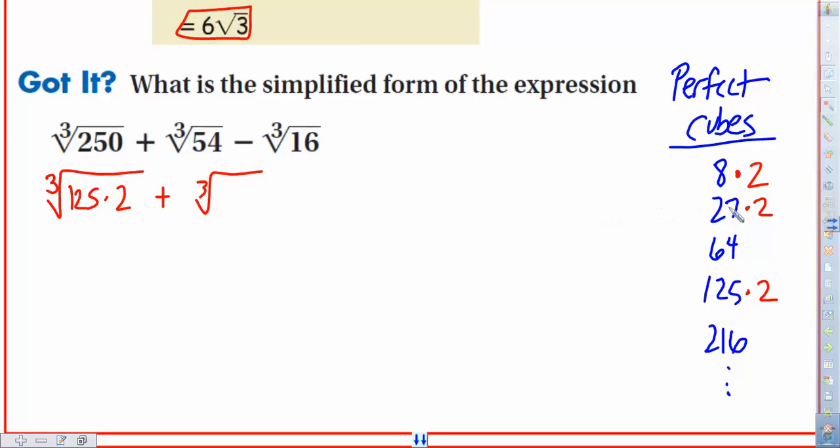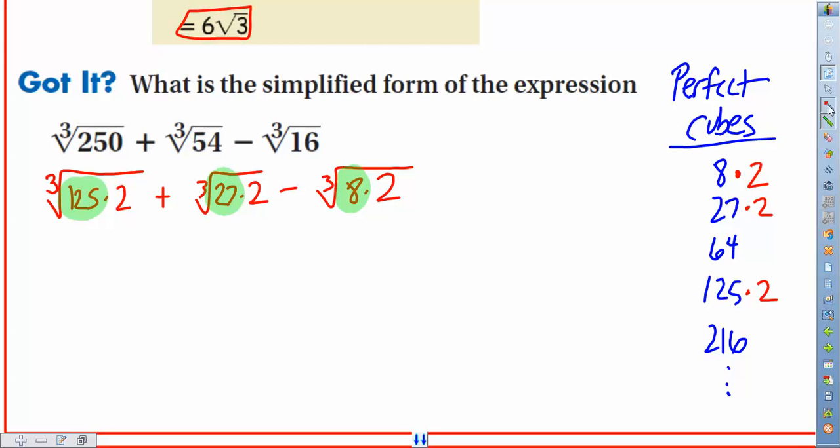So where was I? Oh yeah, 27 times 2. Okay? The 2's are nice. And then the minus sign, and then cube root, kangaroo pouch. And then we have 8 times 2, right? So here's what we're going to do. We are going to take the cube root of 125 and the cube root of 27 and the cube root of 8. And let's get all of those. If you need a calculator to help you out, so be it. Use the calculator to help you out.